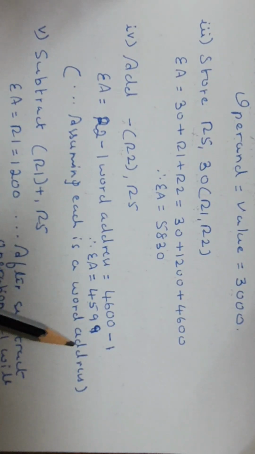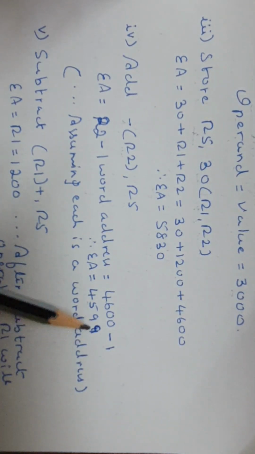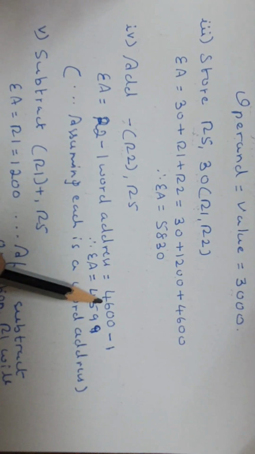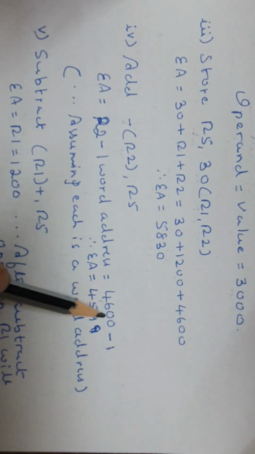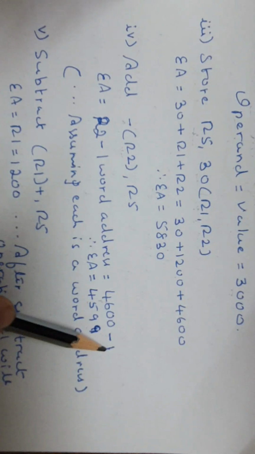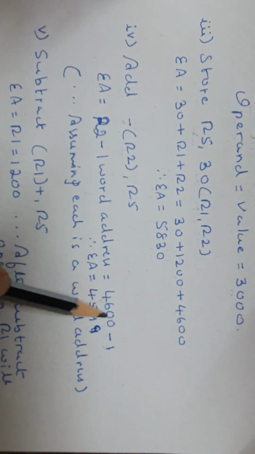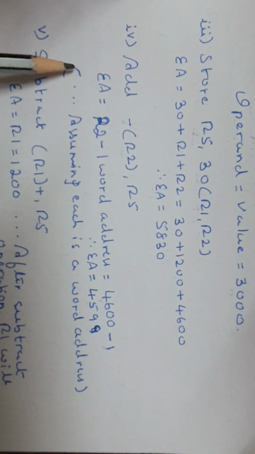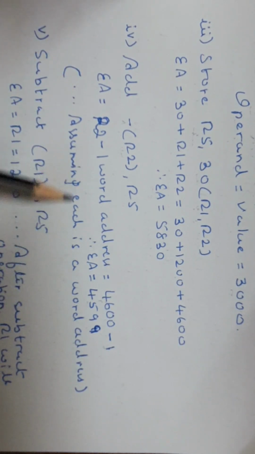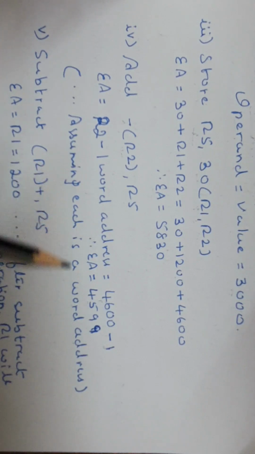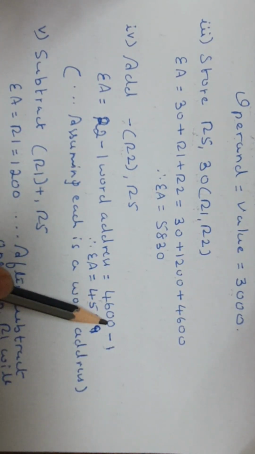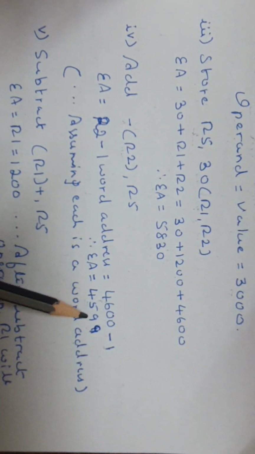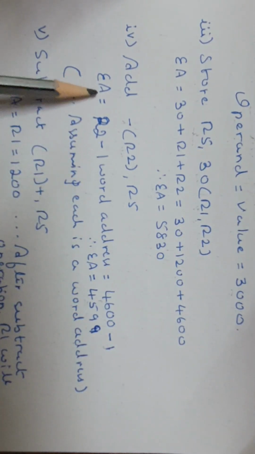Assuming is a each word address here. Okay. If these are byte addresses, if word length is 4 bytes, then 4600 will have to decrement by 4. Then 4596 would be the operand address. So that would be effective address. So with this comment we'll have to answer. I am assuming that all 4600 are word addresses. So it is decremented by 1. So 4599 will be effective address.